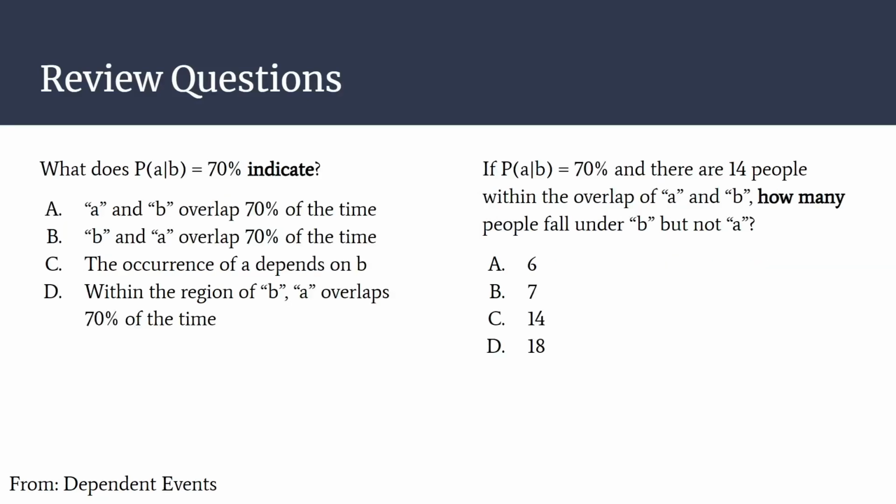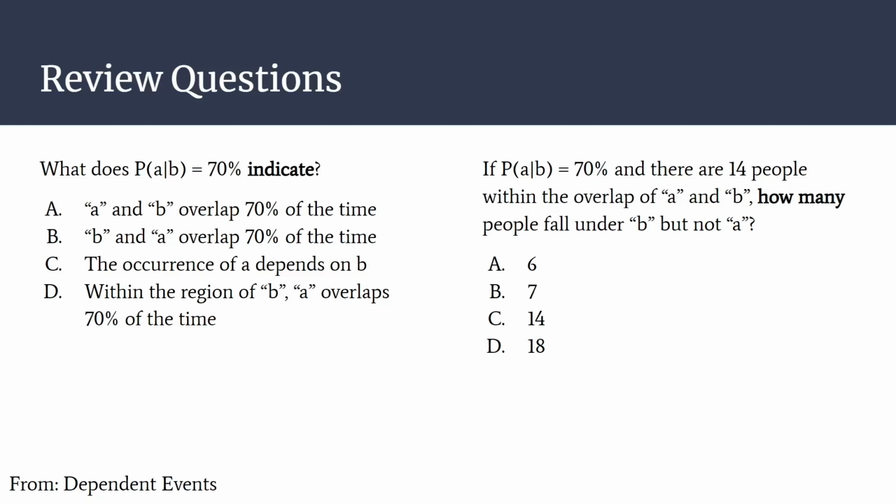These next two questions involve conditional probability. The first one asks, what does P of A given B equals 70% indicate? I'm going to spoil the answer in a couple seconds, and the answer is D. This one's going to be a little tricky, because C also looks like it can be true. Though there's actually one case where C isn't true. If the probability for A is 70%, that would make A independent of B, because its probability is the same regardless of if B is true or not.